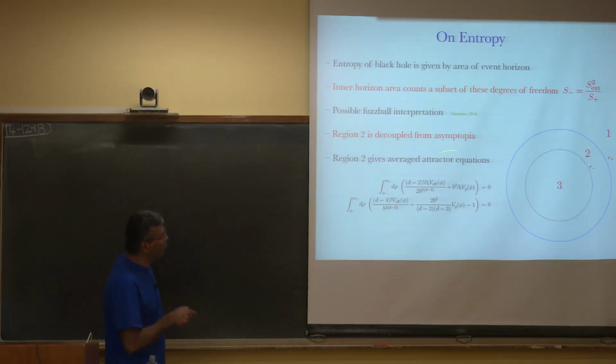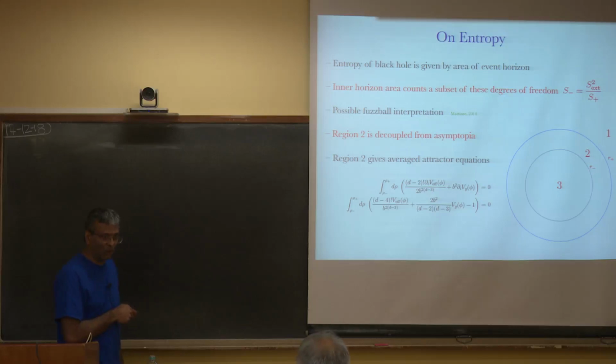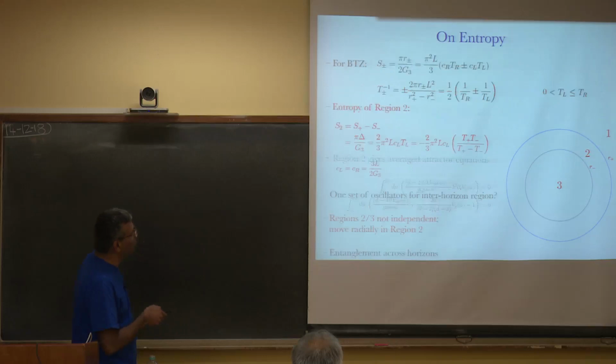But we know that region 2, which is decoupled from the asymptotic infinity, is crucial. It gives us the averaged attractor equations. So for Sandeep's benefit, he stepped out, these are the attractor equations. And if you integrate the attractor equations over the region between the two horizons, they still vanish. So this is a property of these non-extremal black holes that we found. So they hold in an average sense. And this applies in the region between the two horizons.